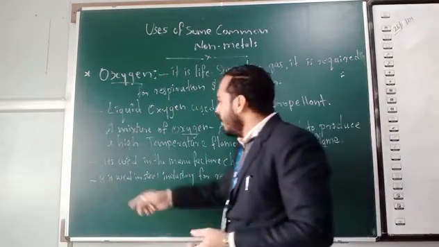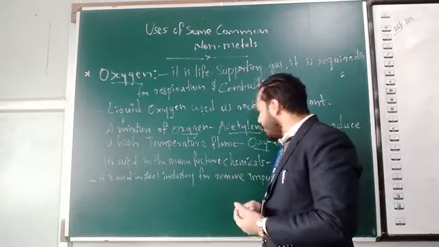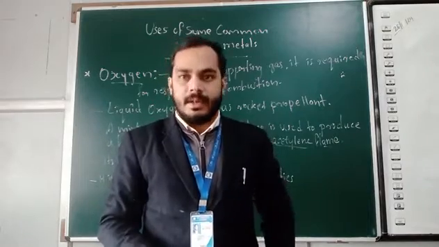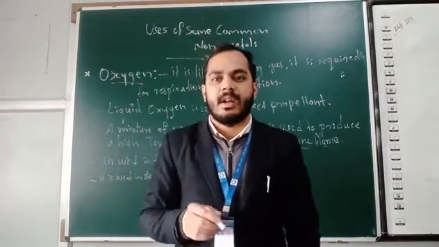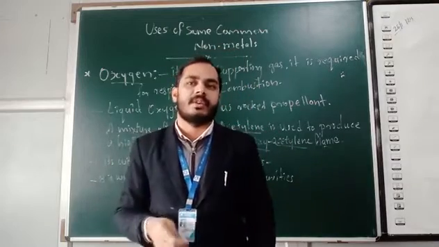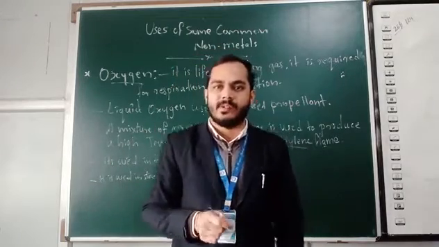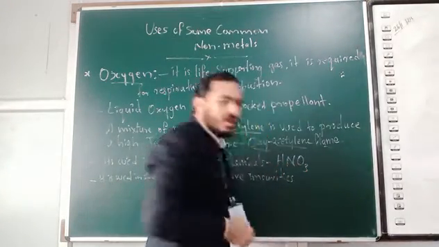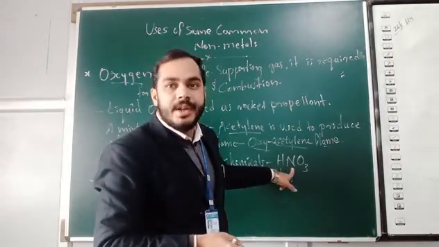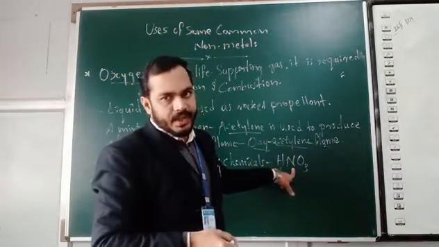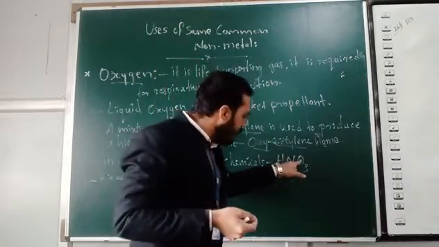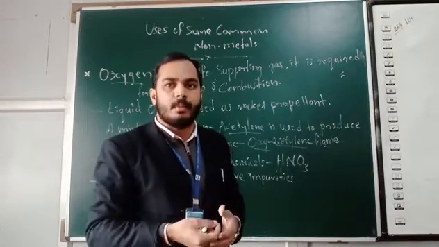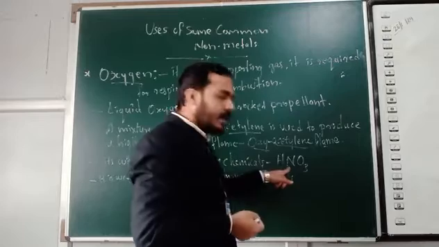Next one, it is used in the manufacture of chemicals. Oxygen is very compulsory and very important for the manufacturing of different chemicals. I will give you a few examples regarding this one. The first one, HNO3, which we call nitric acid. Nitric acid is also manufactured with the help of oxygen. Without oxygen we are not able to prepare or produce this nitric acid.